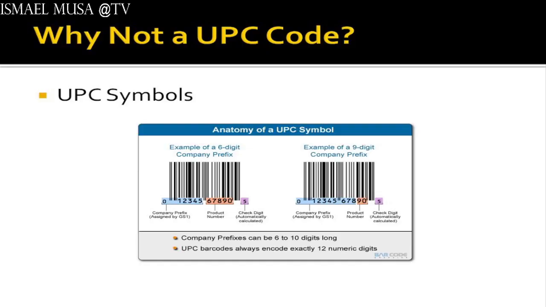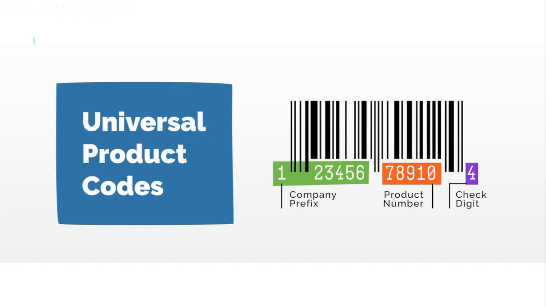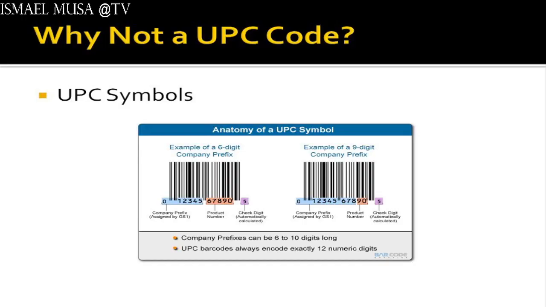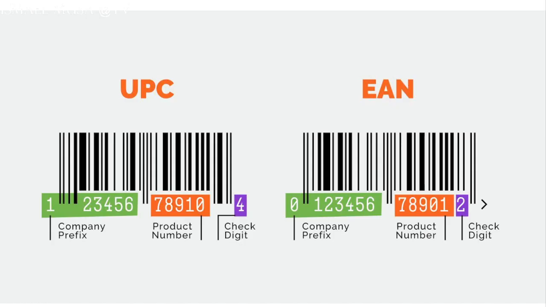I have said the most important there is the check digit. Let's talk about that later. Now, the UPC symbols will help us identify the company prefix, which can be 6 to 10 digits long. Then the UPC barcodes always encode exactly 12 numeric digits. So you have there an example of a 6-digit company prefix, and an example of a 9-digit company prefix. So there are two: we have the UPC and the EAN. But both share the same concept.